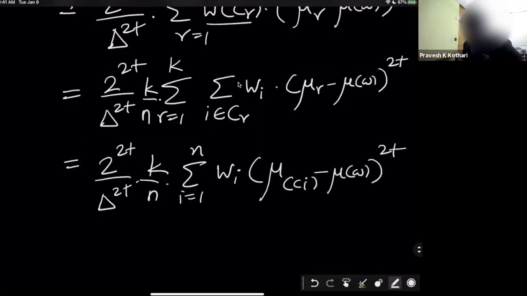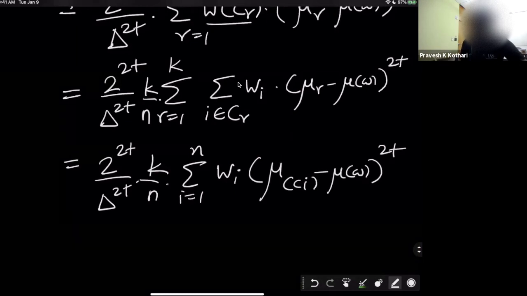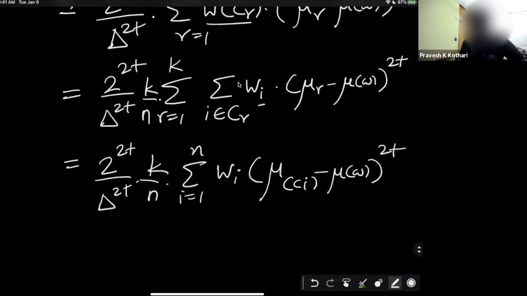Yeah, I guess what I did is probably easier than talking about it. All I did was rewrite the line here. Let's look at what's happening to each point. Each sample point i appears inside this. It multiplies (mu_r minus mu(w)) to the 2t, right? So the mu_r is simply the mean of the true cluster that the ith sample belongs to.